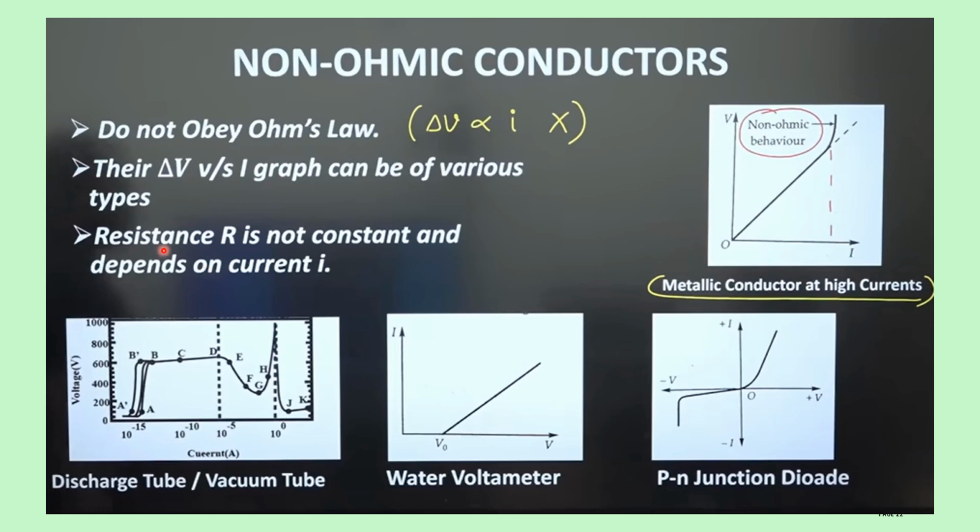Then next one, resistance R is not constant, it depends upon the current I. Resistance is not constant, it always depends upon the current. These are the main three conditions to decide whether the conductor is a non-ohmic conductor.